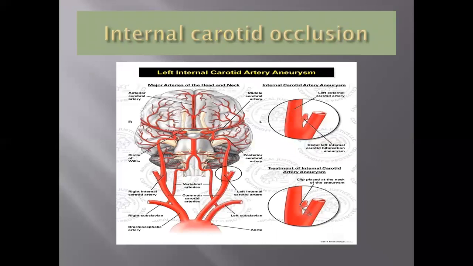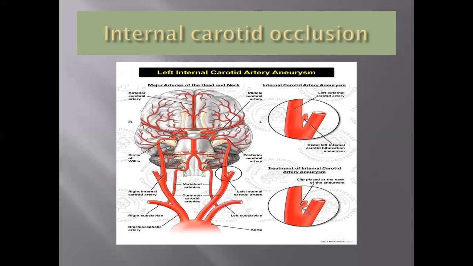Then I've talked about internal carotid occlusion. You may have formation of aneurysms. An aneurysm is a dilatation in a vessel due to weakness in the wall. So you talk of Berry aneurysms, you talk of Charcot-Bouchard aneurysms. Then you may also have occlusions of the middle cerebral and the anterior cerebral.